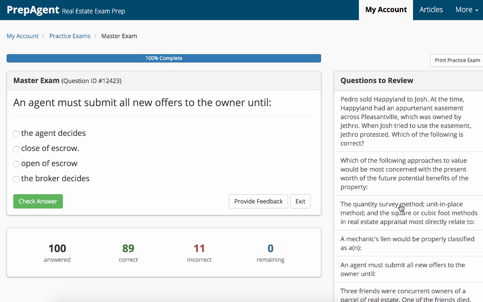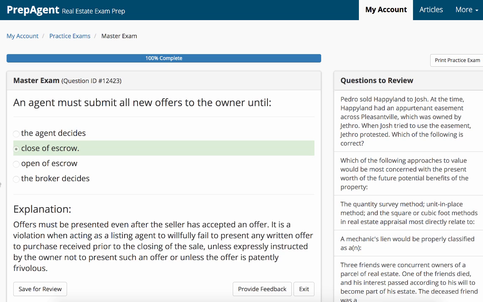An agent must submit all new offers to the owner until close of escrow. Boom, good. Excellent. And you understand what that's about, right? Yes, I think escrow is whenever the buyer and the seller have money into it, and a third party holds that. Exactly. Good job.